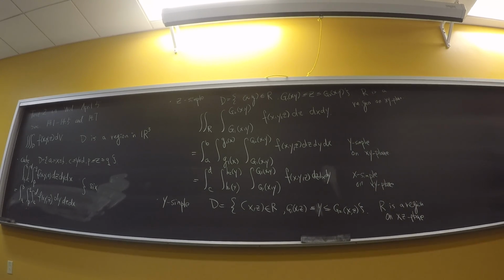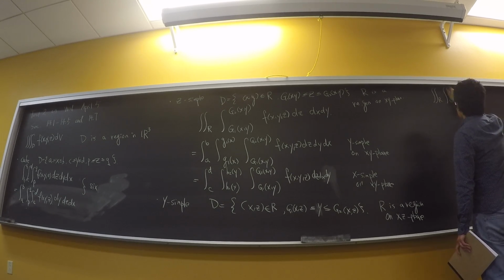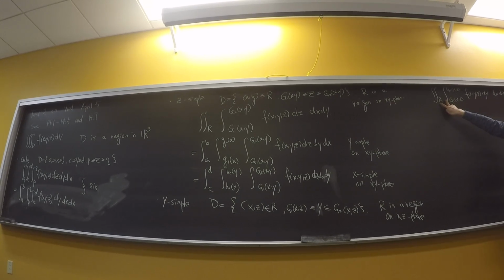So in this case, as long as I know it's a y simple region, I can always single out one of the three variables in the very beginning. Then I only need to deal with the other two. So similar strategy as what we did here. I will single out g1 of xz to g2 of xz, f(x,y,z), dy, dx, dz. So I will single out the y variable in the very beginning, and then I'm looking at this region on the xz plane. I can identify it as either x simple or z simple.